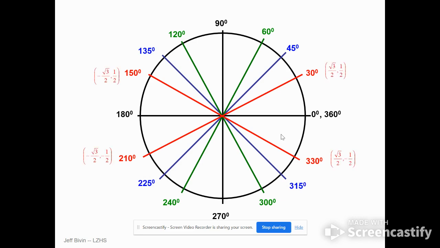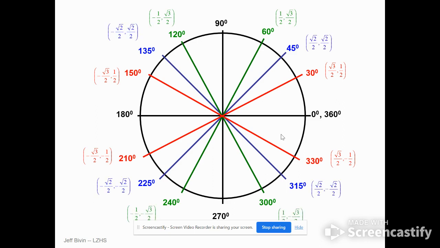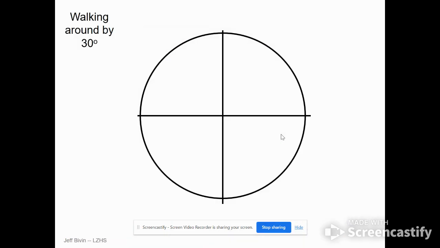Then if we add in our coordinates, we can see that all of the 30-degree reference angles have the same coordinate, just changing positive or negative. Same with the 60, and same with the 45. So now this is a complete unit circle with all degrees and all coordinates, but we also know that not only are there degrees when it comes to trigonometry, but there are also radians. So we're going to talk about that next.